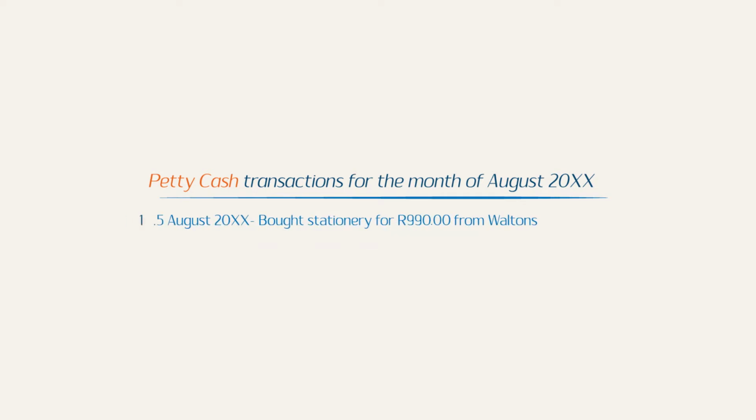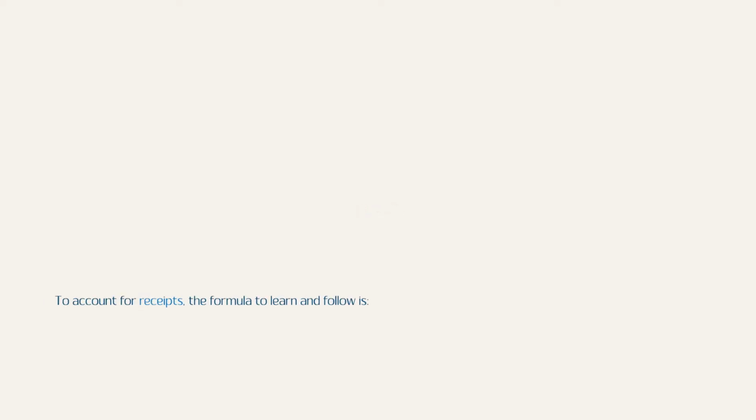1. 5 August 20XX. Bought stationery for 990 Rand from Walton's. 2. 5 August 20XX. Bought office groceries for 330 Rand. Trust transactions. The following transactions were processed in the month of August 20XX. Transaction 1. On 5 August 20XX, the firm received an amount of 20,000 Rand from Mr. Nice for his divorce matter. To account for receipts, the formula to learn and follow is: you always start with the trust cashbook.